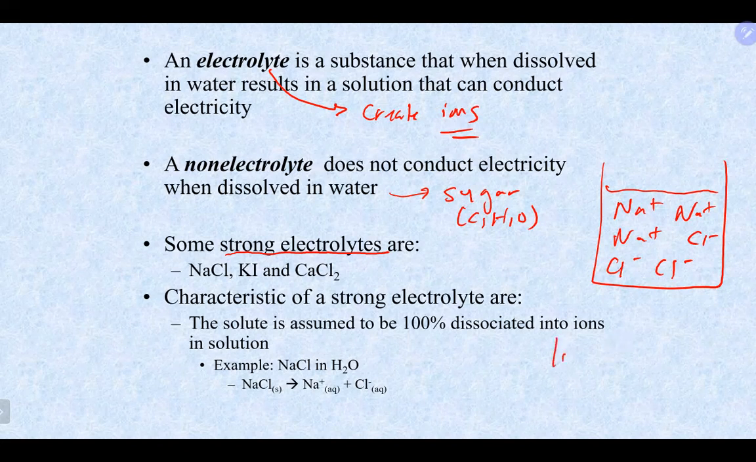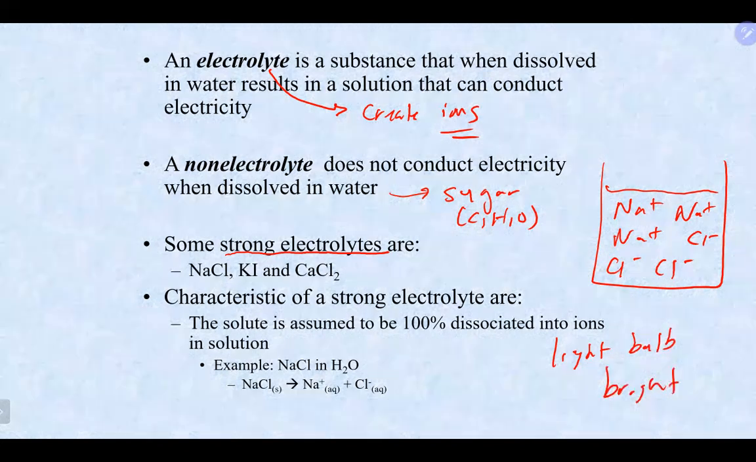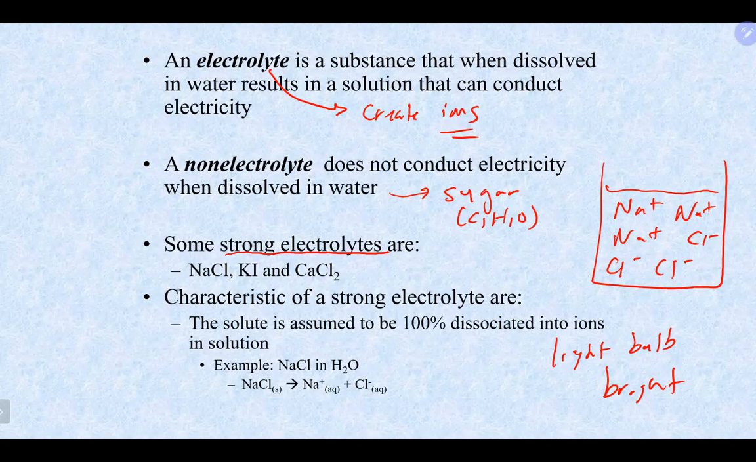Sometimes people use light bulbs to illustrate this. If you had a light bulb hooked up to some electrodes that you put into a strong electrolyte solution, it would shine very bright. So it will conduct electricity really, really well. Most ionic compounds are strong electrolytes. So most ionic compounds that go for a swim pretty much will break 100% apart.